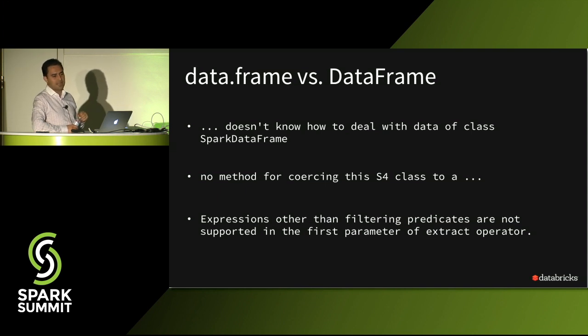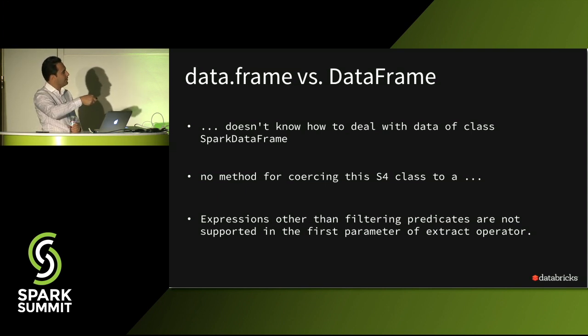And it was so confusing that since 2.0, it was renamed to Spark data frame, just to make it a little bit more clear. But still, it's very easy to start using the SparkR API and forget that the object you're getting back is not a local R data.frame. And the errors you get are going to be different depending on what package or what function you're calling. You're going to see things like such and such doesn't know how to deal with data of class Spark data frame. That's one. That's actually a very good error message.